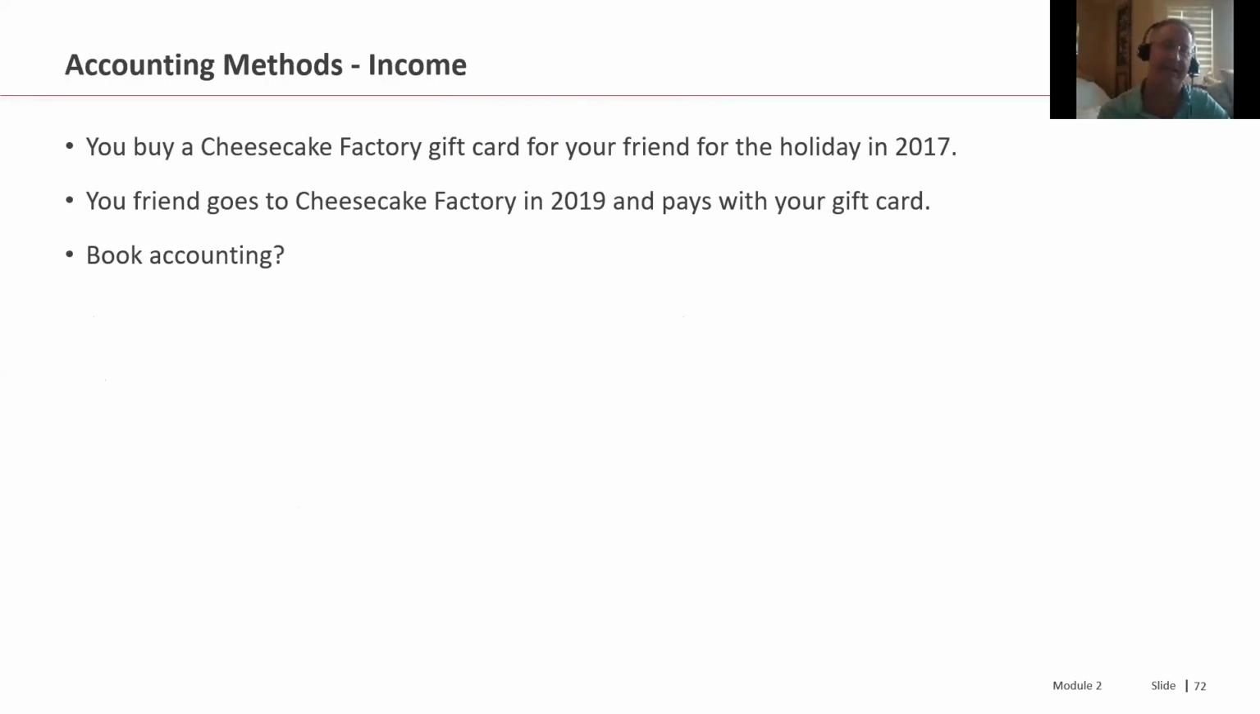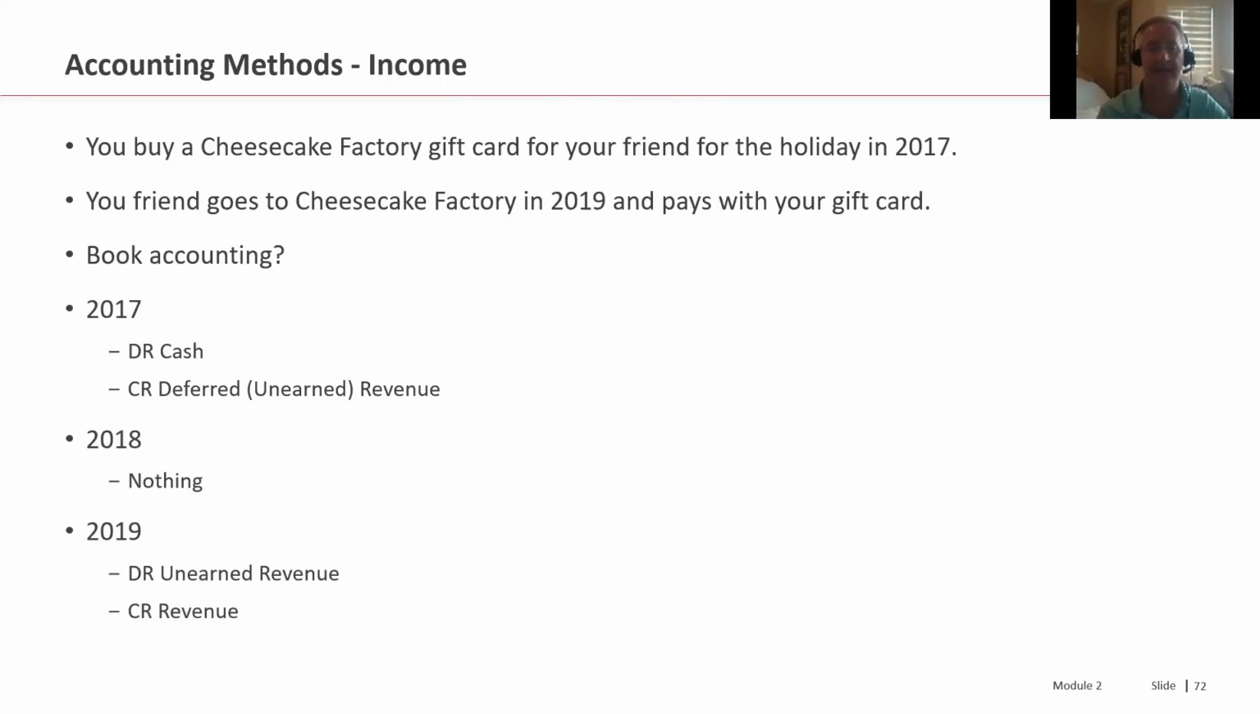So let's say you buy a Cheesecake Factory gift card for your friend for the holidays in 2017. And your friend sits on that gift card and goes to the Cheesecake Factory in 2019 and pays with the gift card. So when we think about the Cheesecake Factory's accounting for that gift card, in 2017, you buy the gift card. So Cheesecake Factory gets cash, credits deferred or unearned revenue, right? This is just some classic financial accounting. In 2018, nothing happens, so you don't do anything. In 2019, you now recognize the revenue by crediting revenue and debiting that unearned revenue liability account, right? That's just some classic accrual-based accounting.